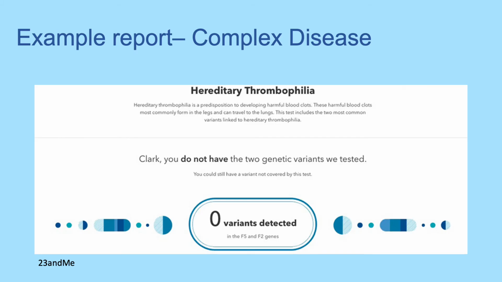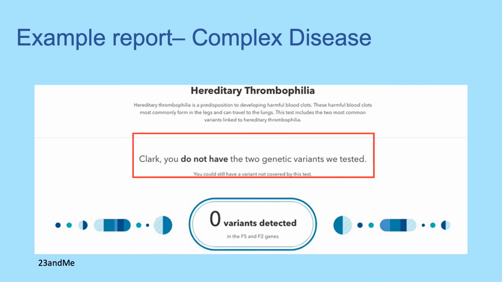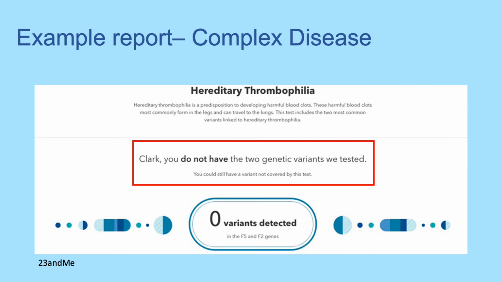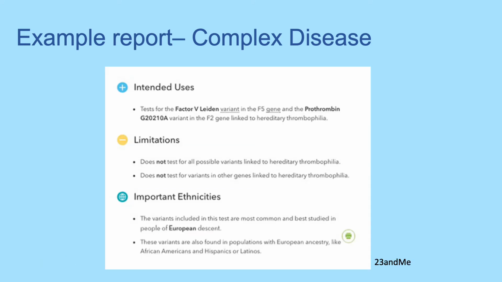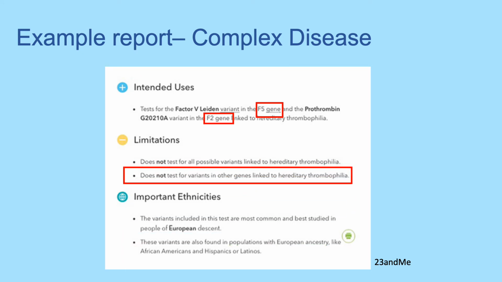This is a report on hereditary thrombophilia by 23andMe. Hereditary thrombophilia is a predisposition to developing harmful blood clots. In this case, Clark did not test positive for any of the results in this test. However, the results show that only the two most common variants were tested. This means that Clark could have a variant causing this disease that is not covered by the test. The test only checks for variants in two genes associated with hereditary thrombophilia and does not give any information on disease risk based on variants in other genes.